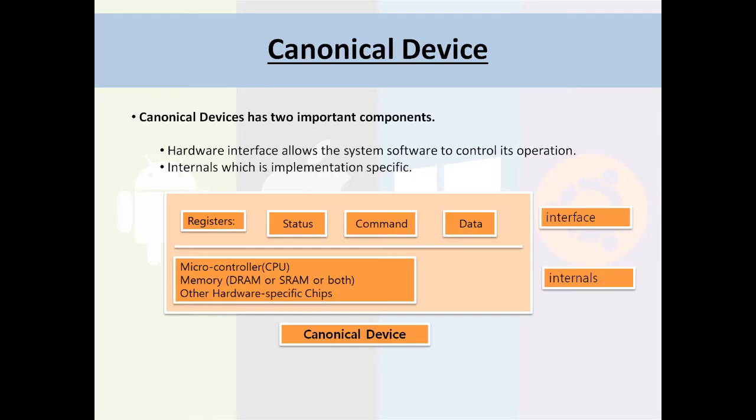Okay, so let's have a quick look now at what we call a canonical device. This is not a real, specific device, but it serves as what, in general, all devices basically have or are represented by. This canonical device has two important components: the first being our interface, and the second being the internals. The first is the hardware interface, and it is the first thing that is presented to the rest of the system. So whenever we're communicating with our hardware device, this is the first thing that we actually interact with, the interface.